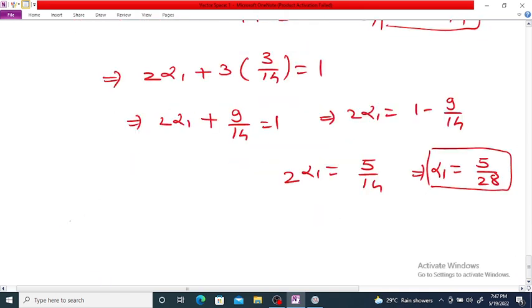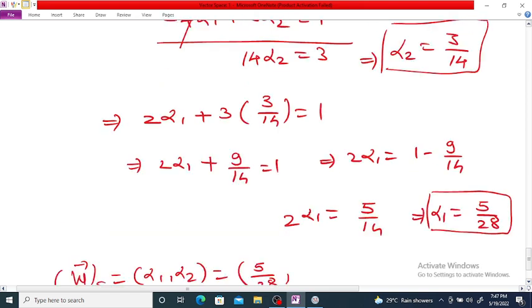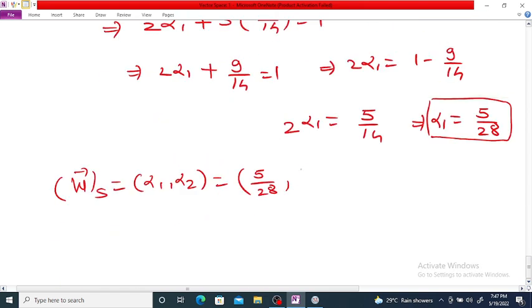And therefore the coordinate vector of W bar relative to the basis S is equal to alpha 1, alpha 2, where alpha 1 is 5 by 28 and alpha 2 is here 3 by 14. They are the coordinate vector.